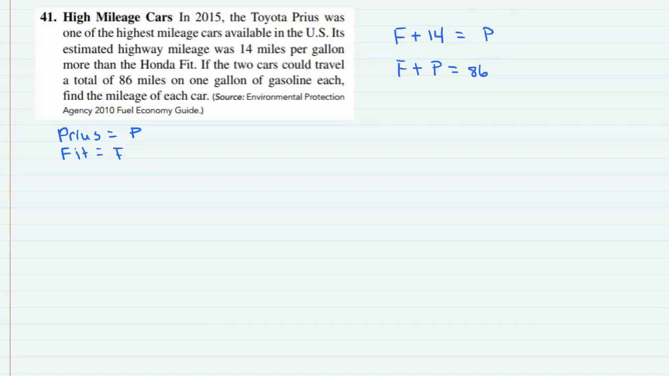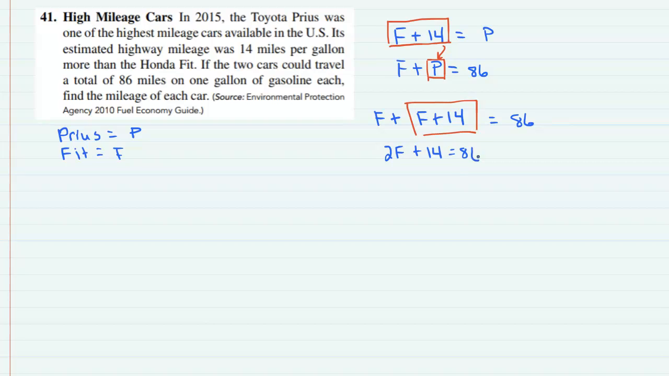All right, so now we already have the P set up right here. So we've got P is equal to F plus 14. So we're going to put that in right here for the P. All right, so we've got F plus, and I'm going to have F plus 14 in for the P. So now, once again, we've got it down to just one variable, and now we can solve it. So that equals 86. Okay, so we've got two F's, so 2F plus 14 equals 86. And now we want to subtract 14 and those are going to subtract out.